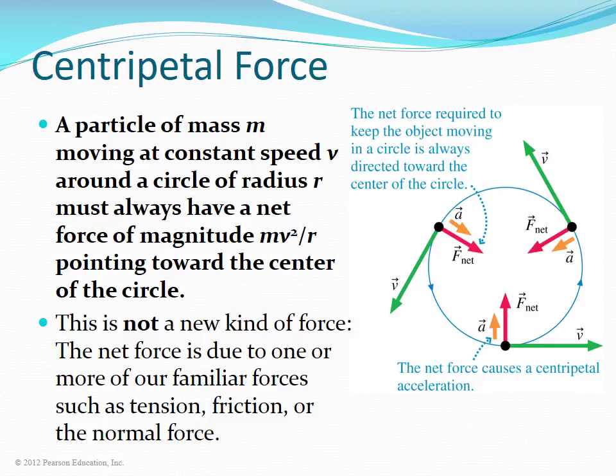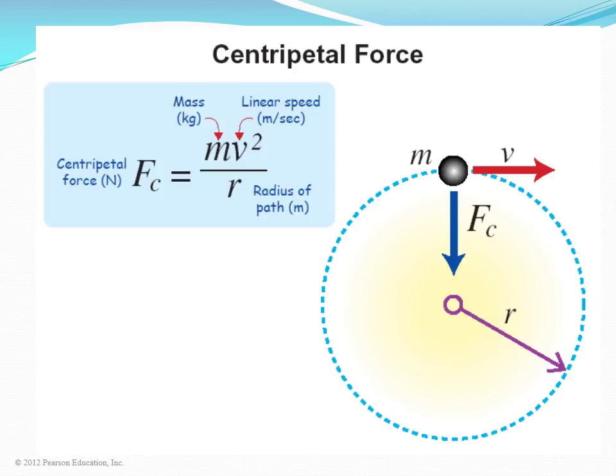This is not a new kind of force. The net force is due to one or more of our familiar forces, such as tension, friction, or the normal force. Centripetal force is defined to be the mass rotating times its linear speed, which we also call tangential speed, squared divided by the distance from the axis of rotation, or the radius. Since force is a vector, the direction of the force is always towards the center of the circle. Centripetal means center seeking.